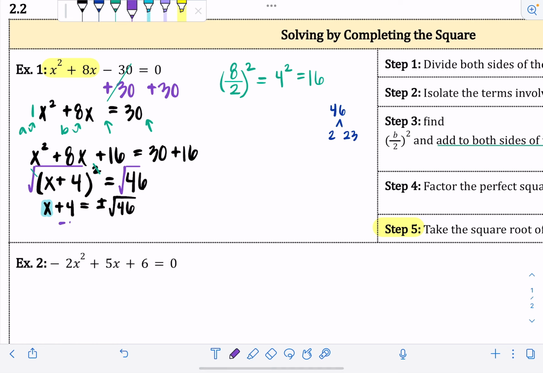So I'm going to subtract 4 over. And when we write our answers, when they have a constant, a regular number, and a radical, we usually put the integer first. So I'm going to put this minus 4 first after the equal sign. So it'll be minus 4, and then next I'll put this plus or minus the square root of 46. So x equals negative 4 plus or minus the square root of 46.